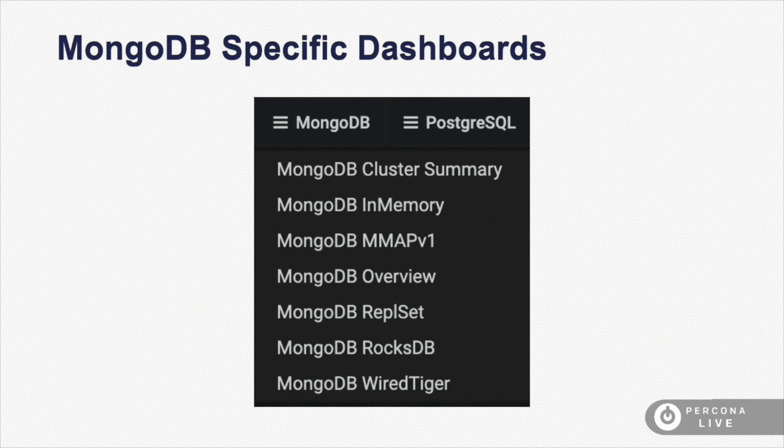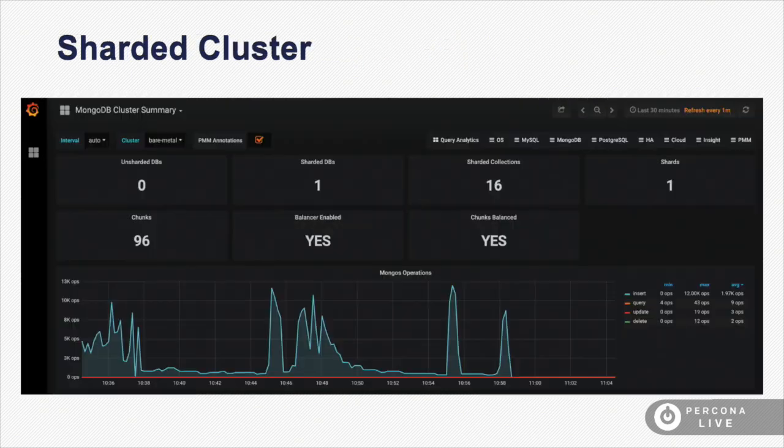RocksDB is being discontinued by Percona because it's not compatible with transactions in the new versions, and this is one of the reasons why RocksDB was removed from our packages. And WiredTiger, which is the default storage engine for MongoDB right now.